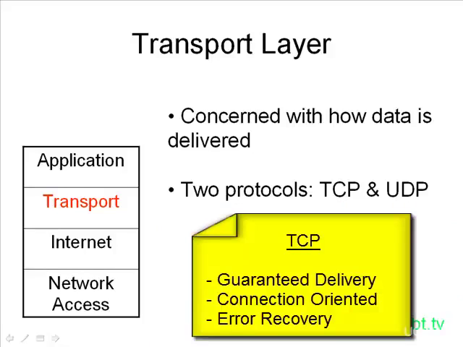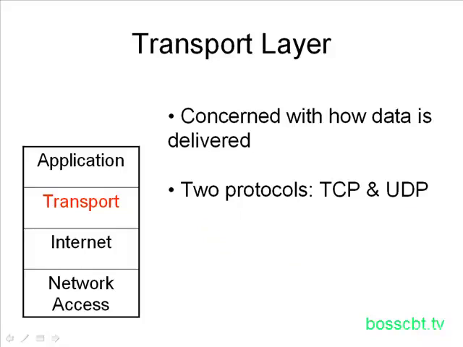TCP is concerned with guaranteeing delivery of information. So this is considered a connection-oriented protocol. In other words, it establishes a connection first, and then it guarantees that once that connection is established, two different devices can exchange information, and it guarantees delivery. Not only that, TCP is involved with error recovery. So if one of those packets is lost along the way, TCP has mechanisms to go ahead and make sure that the data is retransmitted.